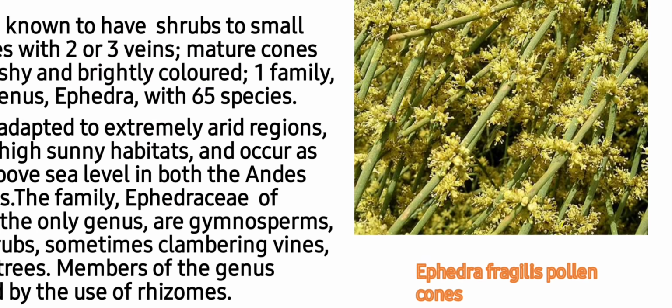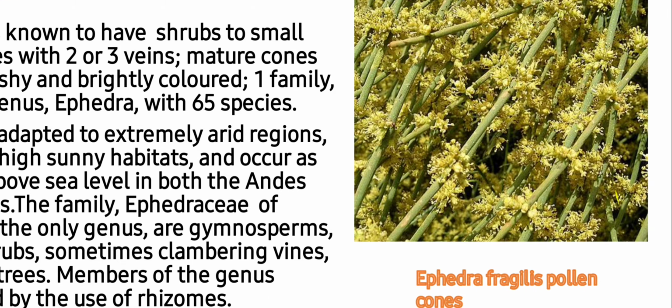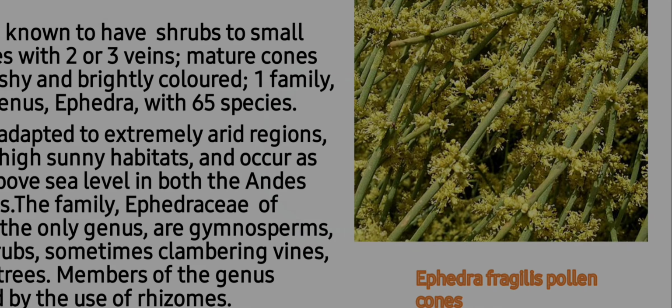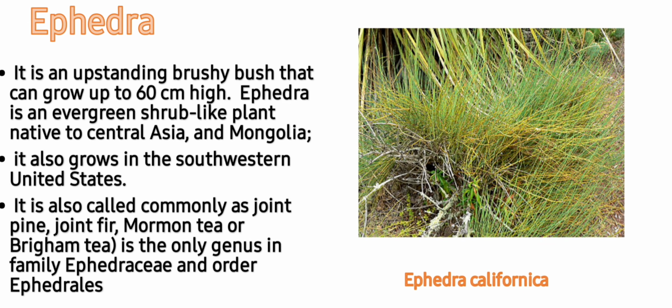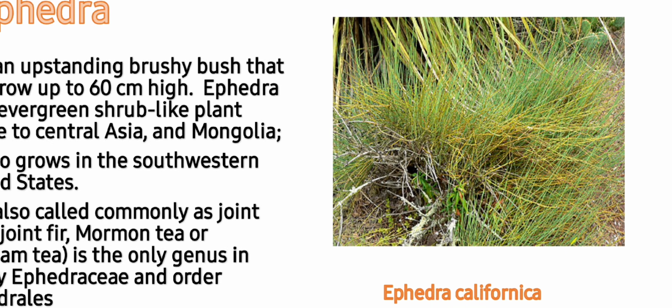You can see here an image of Ephedra fragilis. It bears pollen which is yellow in color. Students, Ephedra is an upstanding bushy plant that can grow up to 60 centimeters high, as you can see in this image.